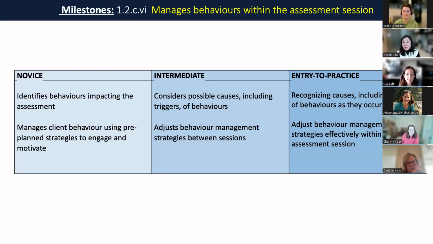And if we go to the next slide here, thank you, Marcia. You'll see that with these 3 ratings of benchmarks of the milestones, they are at an intermediate level where they can consider the causes and the triggers of behaviors, and they can adjust the behavior management to plan for changes in future sessions. But they're not at entry to practice because they were not able to make those online changes within a session. I think that should be a pretty clear-cut, familiar example, and something I certainly remember feeling like as a student myself. So this student would be rated at intermediate.